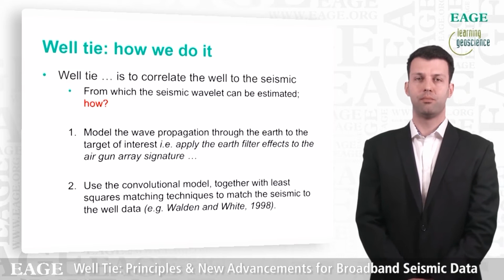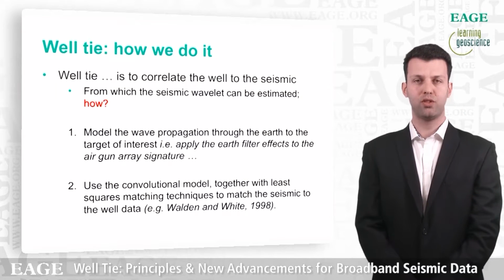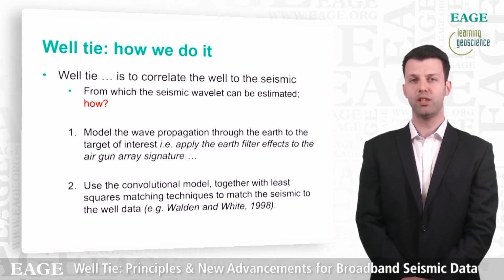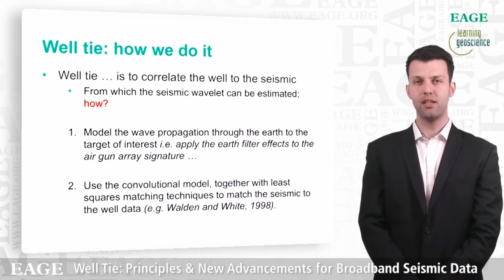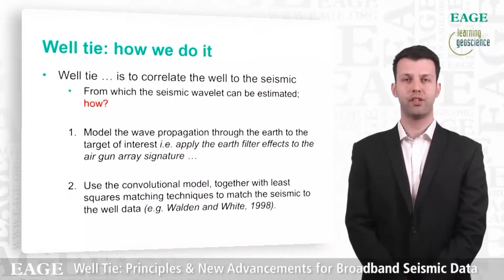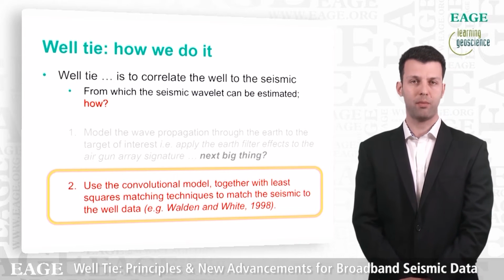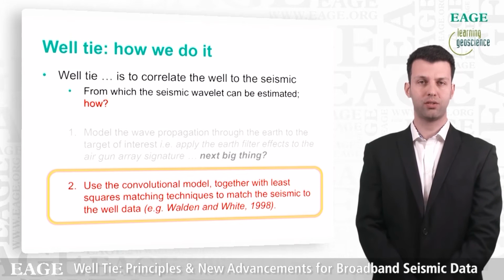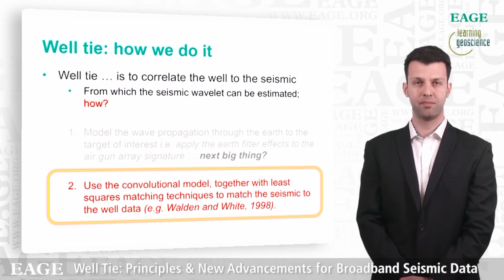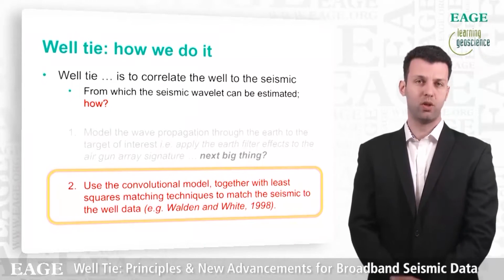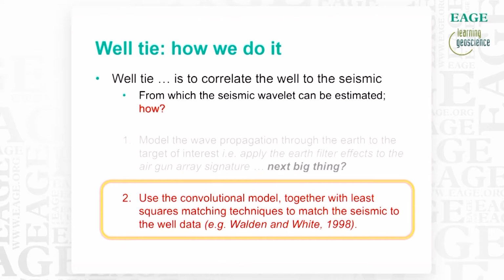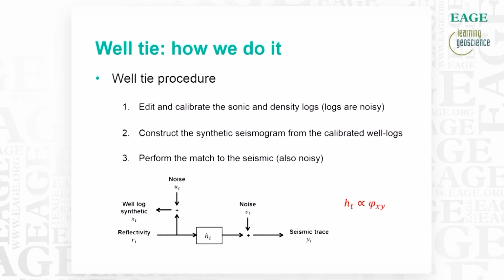A more practical approach is to use the convolutional model. The convolutional model is useful because the geologist sees the earth as a convolution of the reflectivity with the wavelet. Such an approach is also useful mathematically because we can use the least squares technique to estimate the wavelet. Perhaps the next big thing is to estimate the earth filter completely, but as I said, it's too early for that now. With that in mind, the wavelet procedure can be summarized in 3 steps.